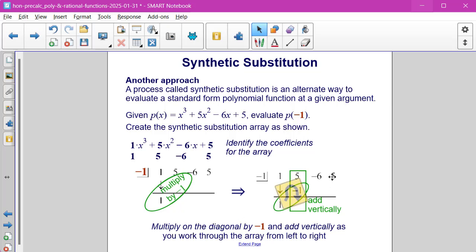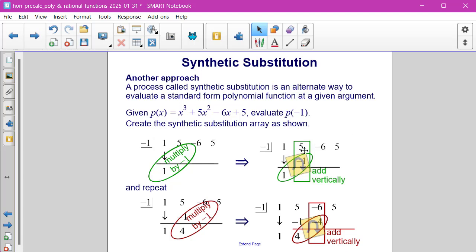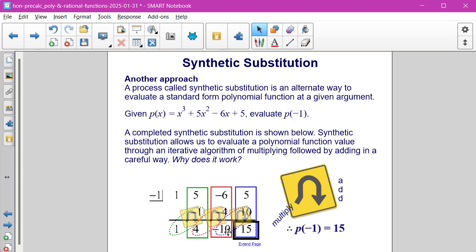You multiply on the diagonal by -1, or the x value that you're using, and then you add vertically. And we continue to use that process as we work through the array from left to right. So when we add vertically here, we end up getting 5 minus 1, which is 4. Then we take that 4, multiply it by -1, and we get -4, and then we add vertically. -6 plus -4 is -10. The final step is multiplying the -10 value that we found by -1, which is positive 10, and then adding vertically, and we get 15.